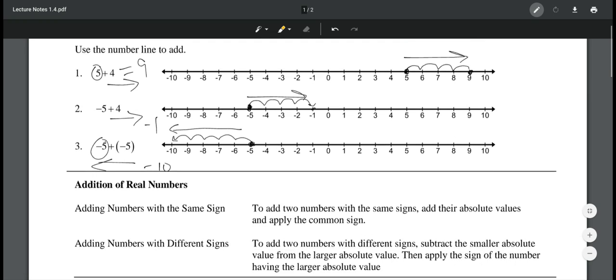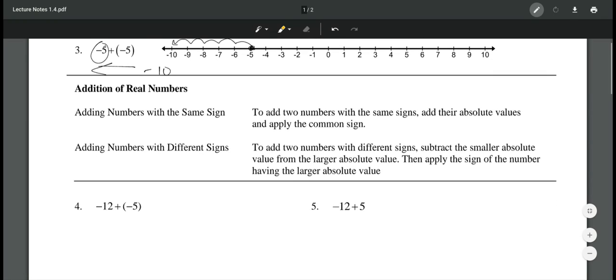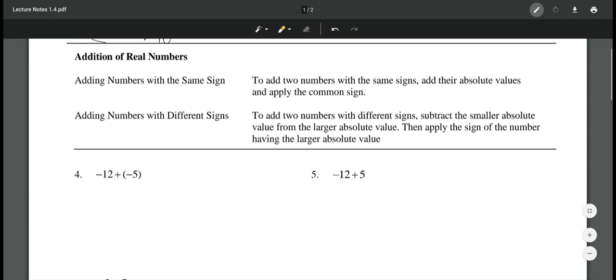Now, the rule without the number line, and you do not have to use a number line, but that was just to kind of refresh your memory. When adding numbers with the same signs, you add their absolute values first, and apply the common sign. If you are adding numbers with different signs, you subtract the smaller absolute value from the larger, and then you apply the sign having the larger absolute value.